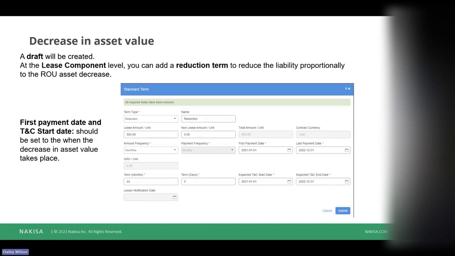In order to do that, we must add a reduction term to the terms and conditions at the lease component level. So first, we're going to navigate to the lease component level, and we're going to add our new terms and condition, which will be a reduction term. We want to make sure that our reduction term is proportionately reducing our liability. In the example I've been showing, we have a 1,000 square foot office space and we're reducing it to 500 square feet. If our base rent is $1,000 per month, we would want to reduce that by 50%. So we're adding a reduction term of $500 per month.